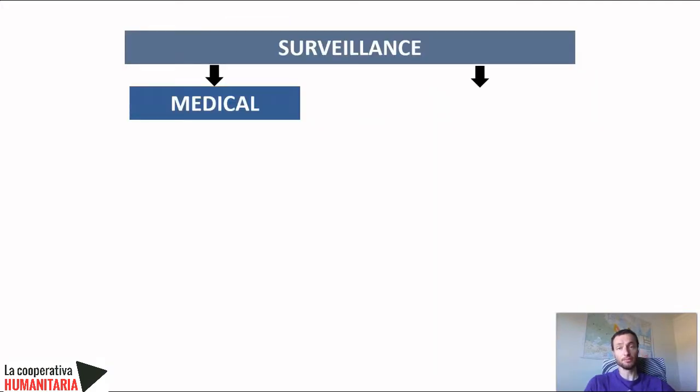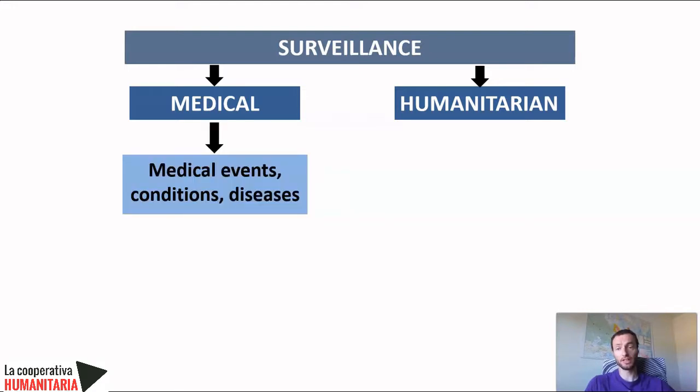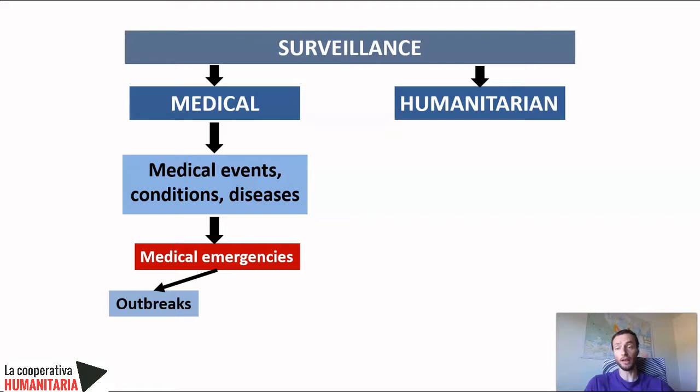The surveillance system, as I said before, is not only medical, it's medical and humanitarian also. We have the two sides. So on the medical side, we must check the medical events, conditions, diseases, that can lead to medical emergencies, like an outbreak or a nutritional crisis.